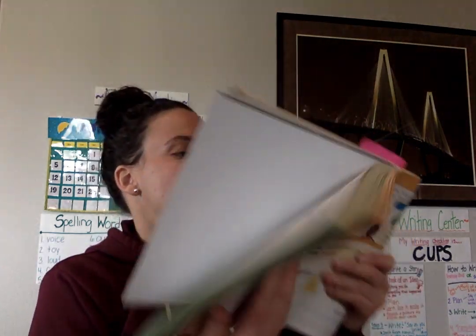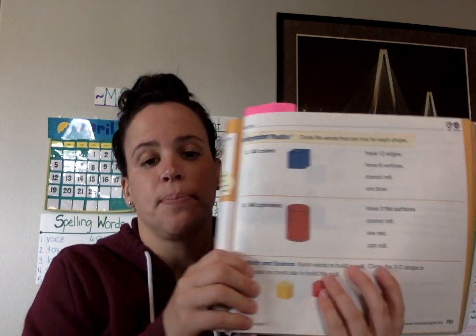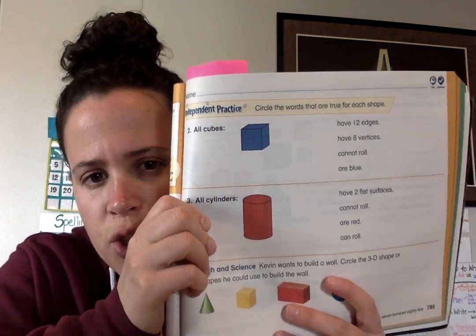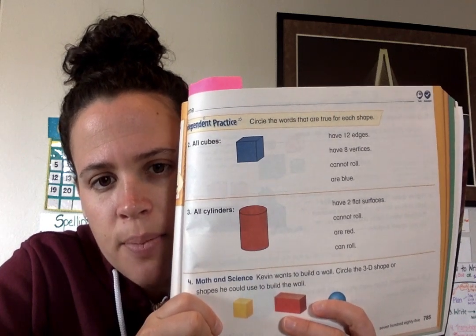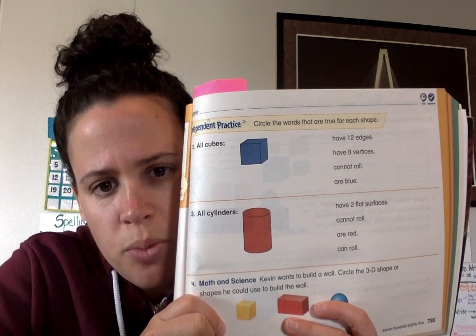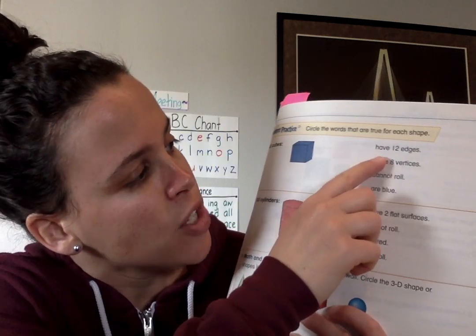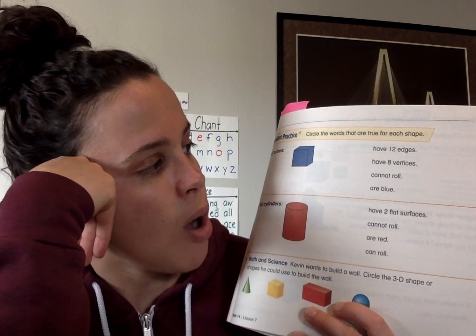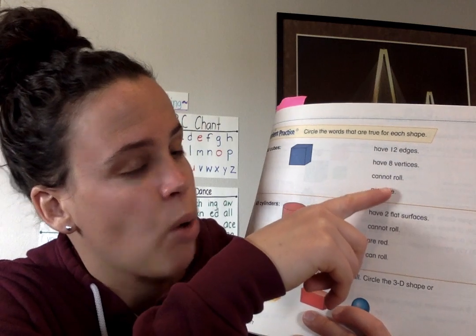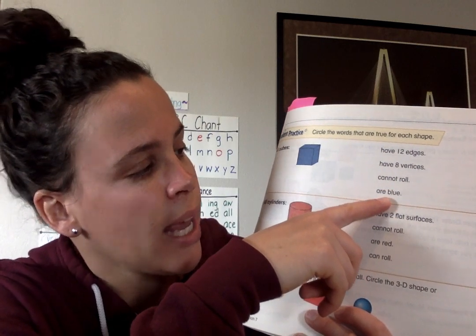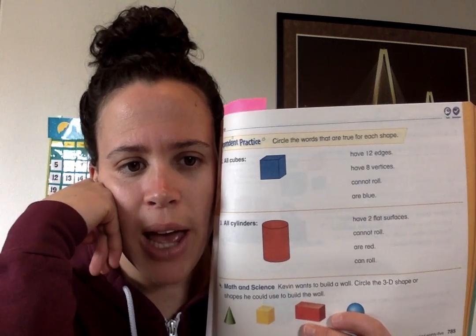Let's do this for your activity. It's harder to do these when you don't have 3D shapes. But all cubes, we talked about cubes. Do all cubes have 12 edges? Do all cubes have 8 vertices? Cannot roll. Can a cube roll? And are blue. Which ones are correct?